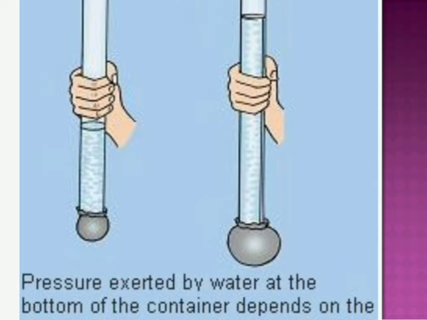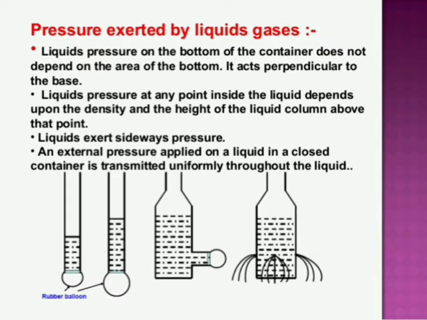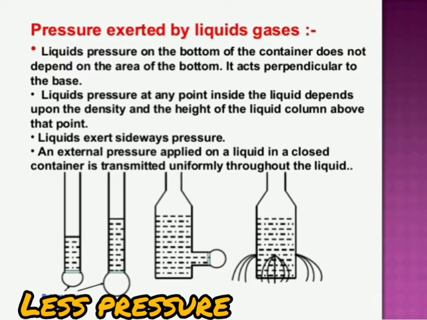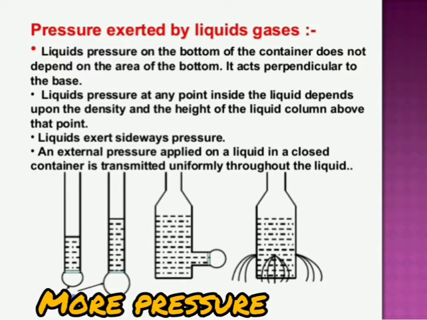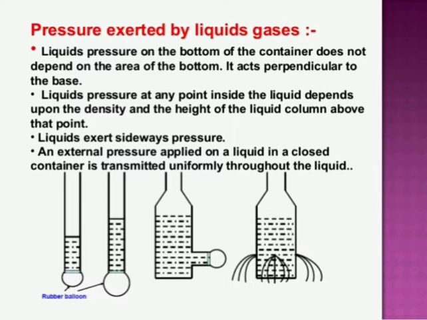What will you observe now? The rubber balloon will inflate more. From this activity, we conclude that the pressure exerted by water at the bottom of the container depends on the height of its column. Less water in the container means less height, and less height means less pressure at the bottom. When more water is filled in the container, that leads to more height, and more height leads to more pressure at the bottom of the container.